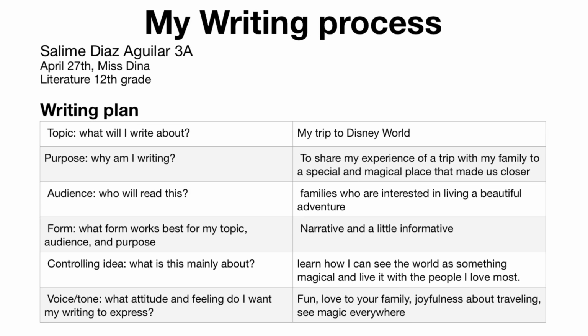Then the form. What form works best for my topic? So I'm going to talk about my experience of an amazing trip. So I said narrative and a little bit informative. Next, the controlling idea. What is this mainly about? To learn how I can see the world as something magical and live this with the people I love most.